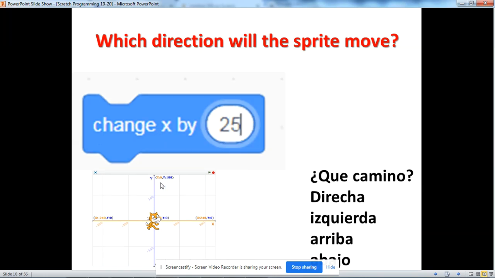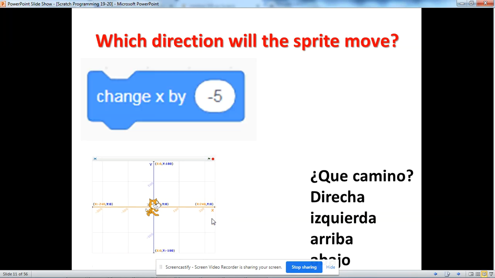Let's say I told a sprite to change its X by 25. Which direction would the sprite move? If you said to the right, you are correct, right? We're adding to the x-axis, which means a sprite would be moving to the right. If I told a sprite to change its x by -5, which direction would it move? If you said to the left, you are correct. We are subtracting on the x-axis. So we're talking about a negative number. We're moving to the left.